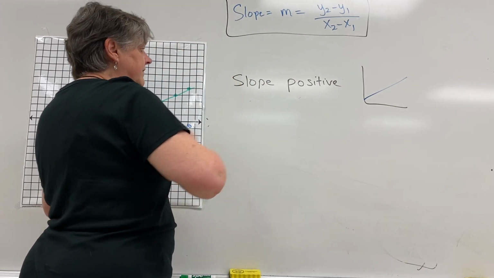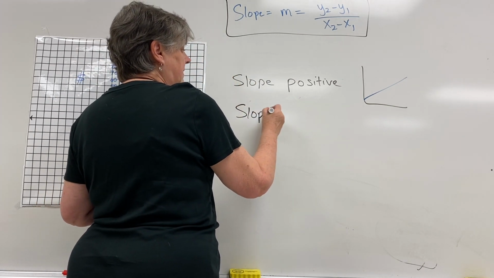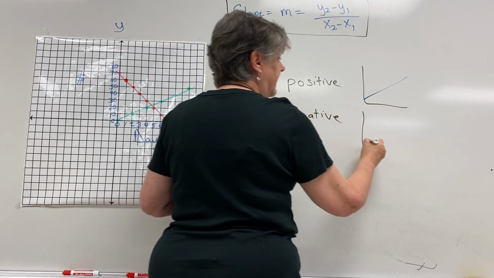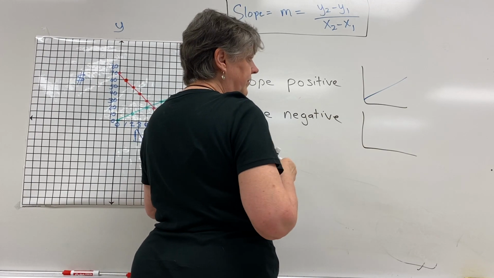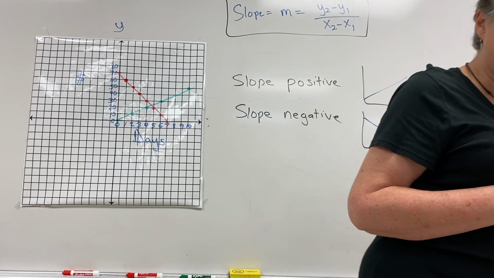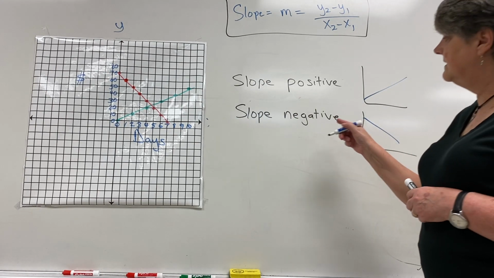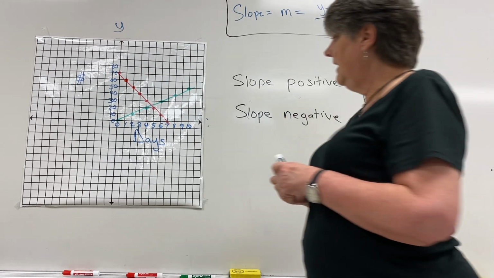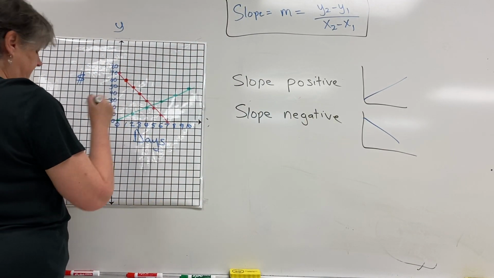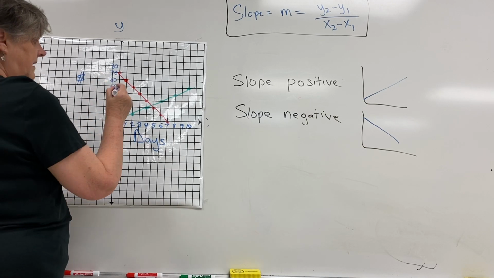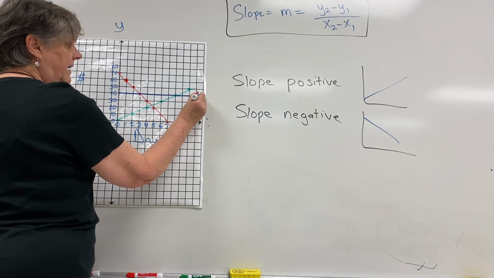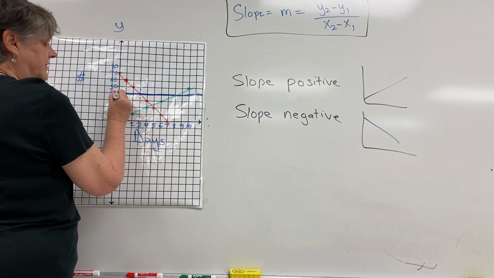Slope is negative when, as x increases, y decreases. So that's going to be a negative slope, and it's decreasing. And then if I happen to have a slope that looked like this, where every day I just have $40. Every day I just have $40.